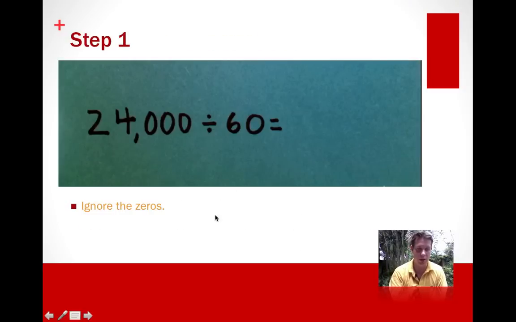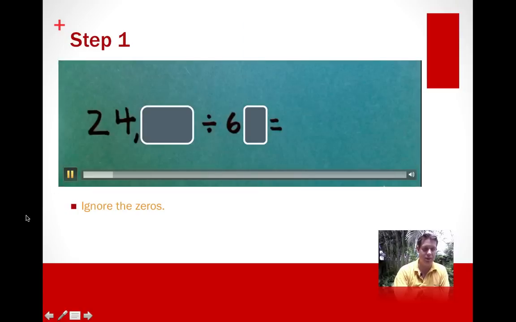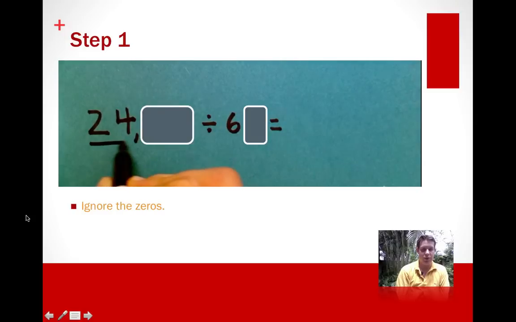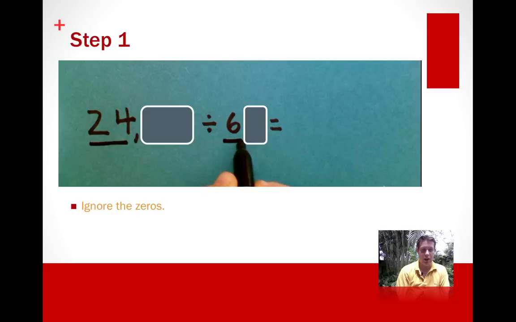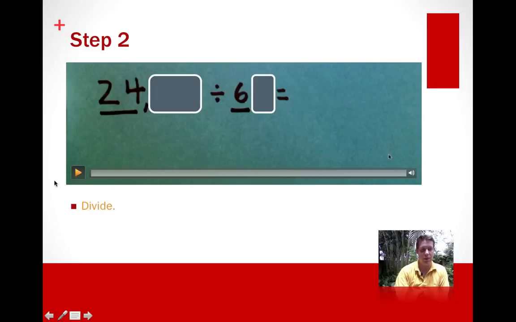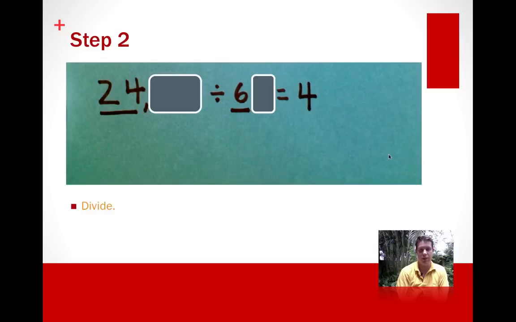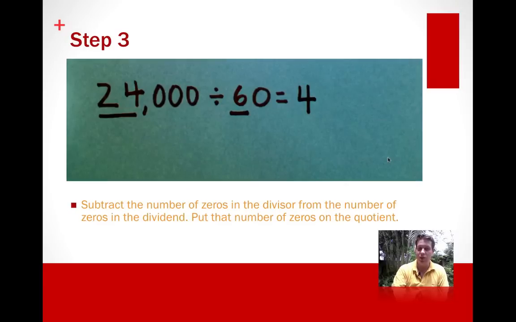So first step we're going to do is ignore these zeros, all right? And we're only going to focus on the 24 and the 6, okay? Then we're just going to divide the numbers that we see, all right? So 24 divided by 6 is 4, all right? And you can check that by thinking backwards. 4 times 6 is 24, all right? So the problem works.